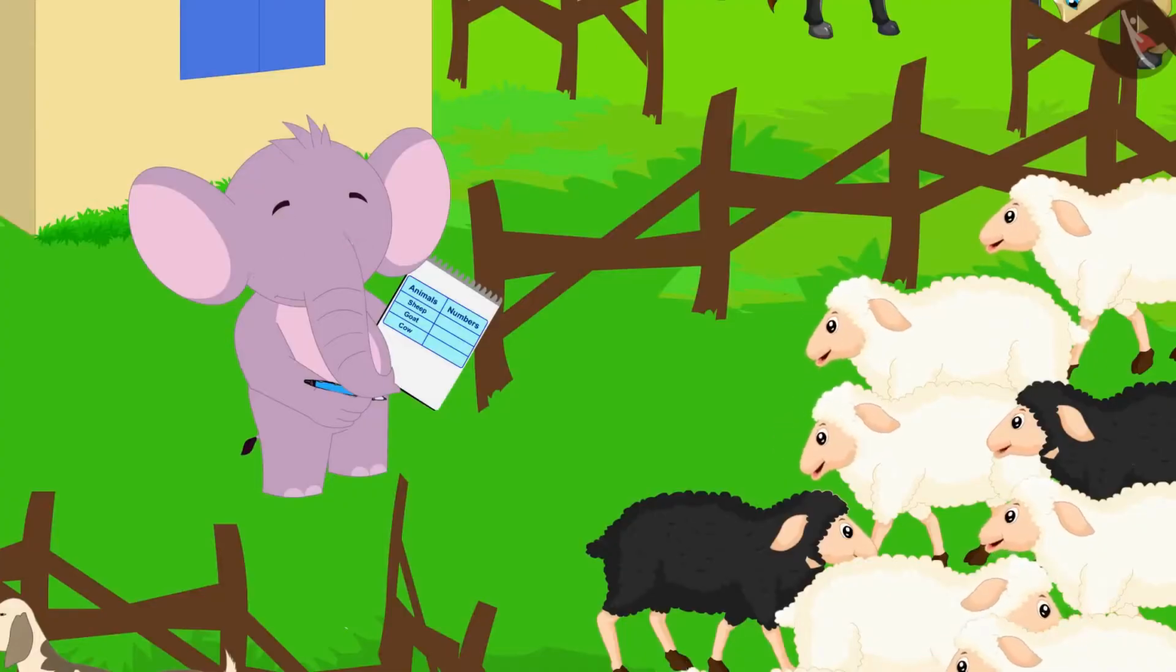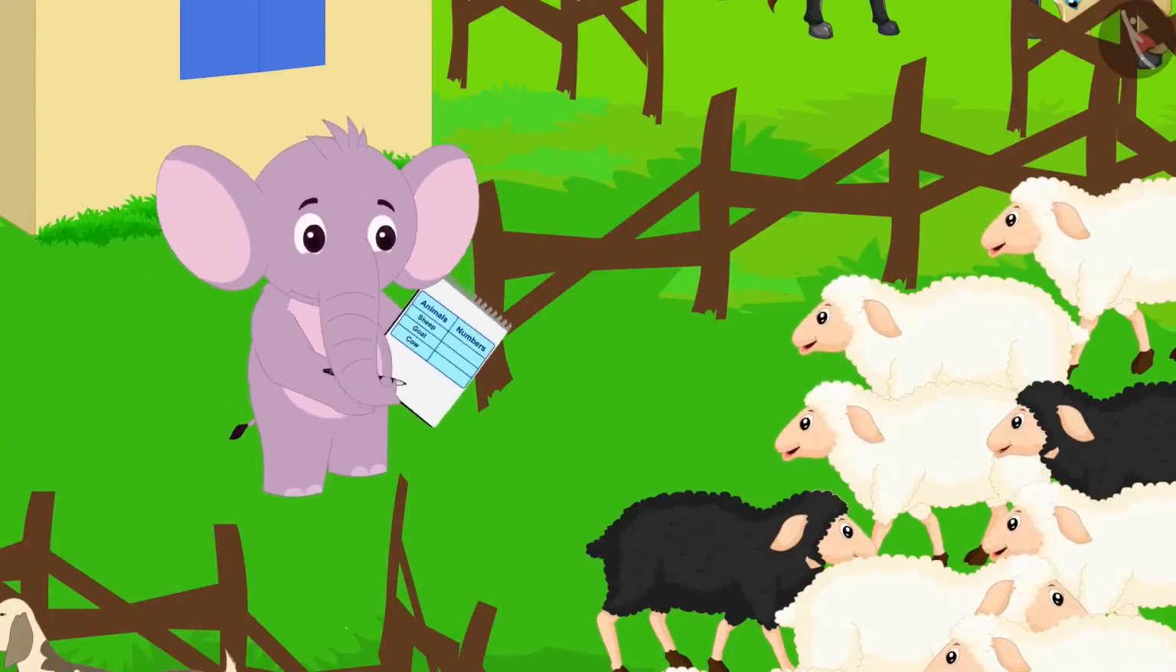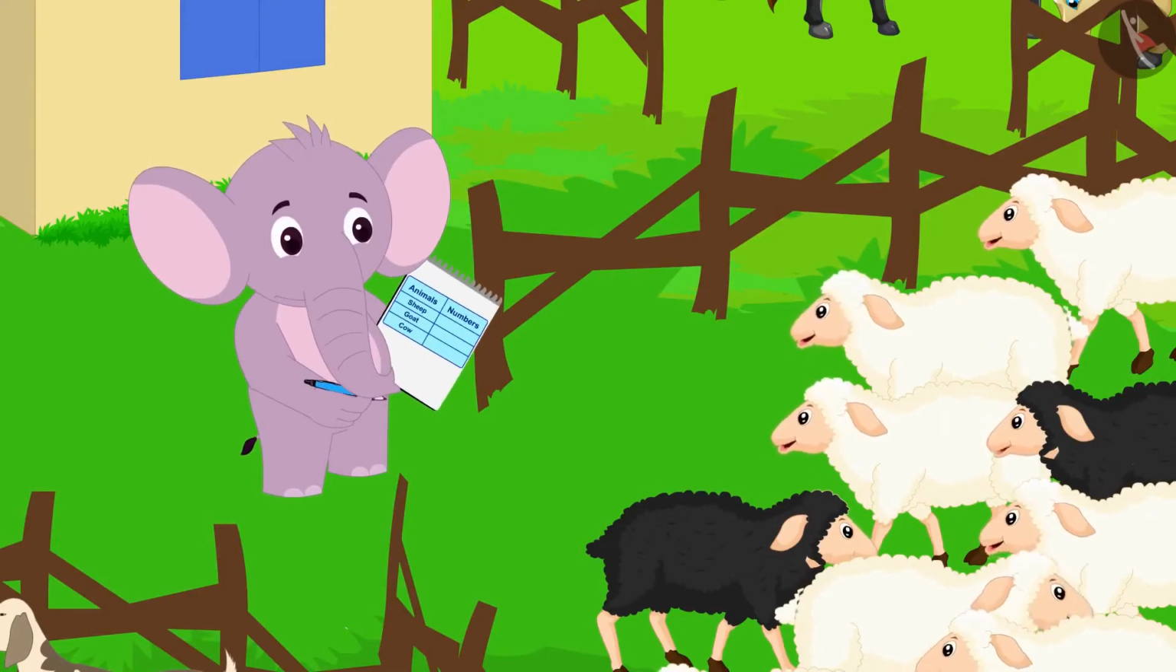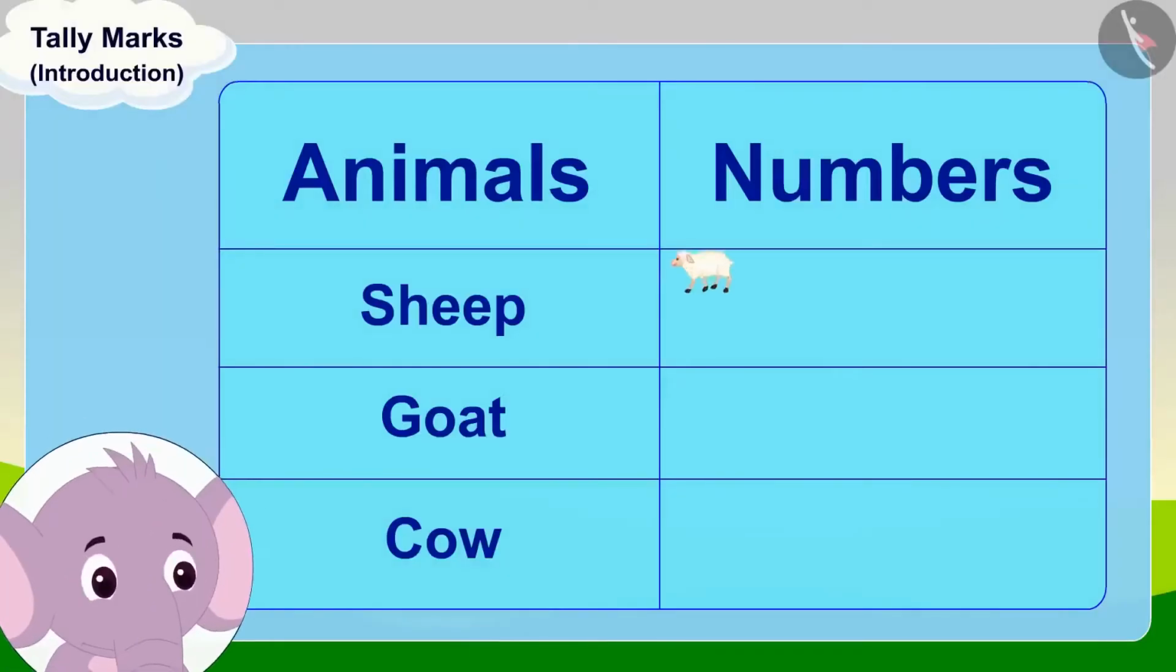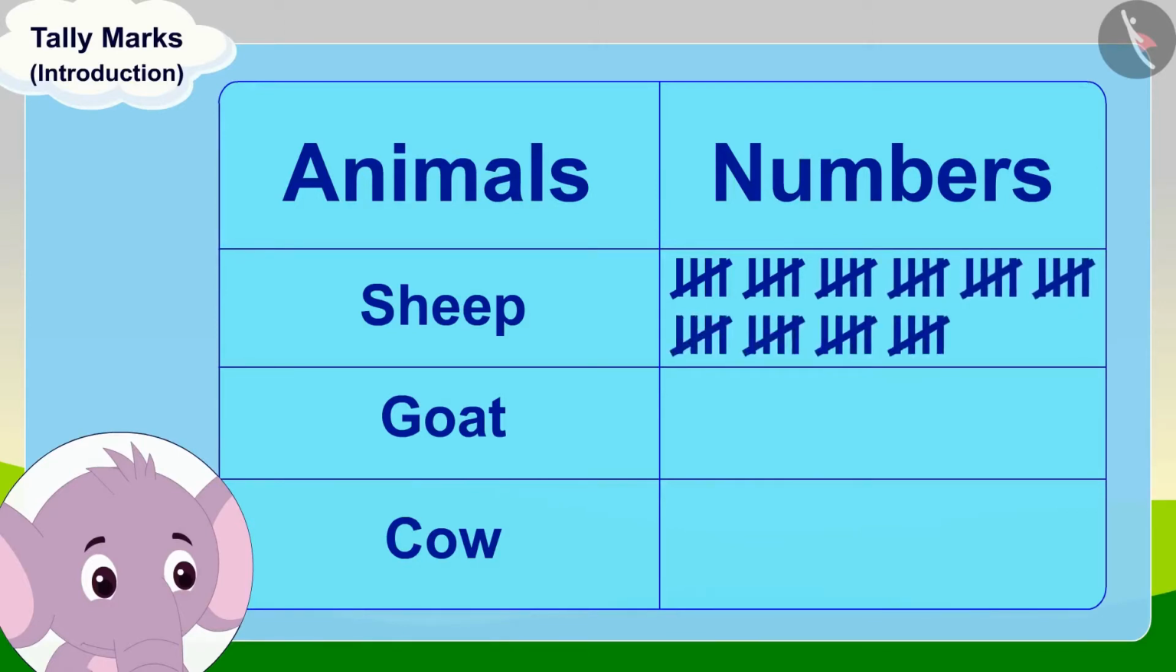Appu started counting his sheep once again according to what Bunny had said. He counted 5 sheep and drew tally marks in this way. Then, for the next 5 sheep, he once again drew the tally marks. In this way, Appu finished counting all his sheep.